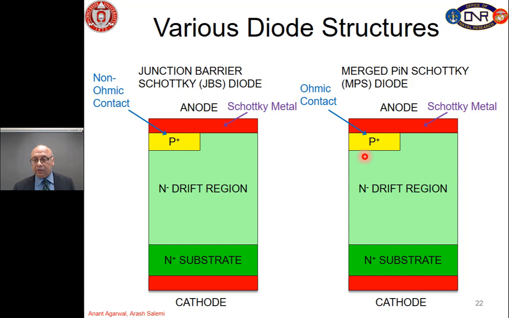where this P plus region is also allowed to conduct. So, this diode is basically a pure Schottky diode and a PIN diode together, and on the left hand side is a pure Schottky diode, and then the PIN diode does not conduct, but is there to improve the breakdown voltage, as we will discuss later.